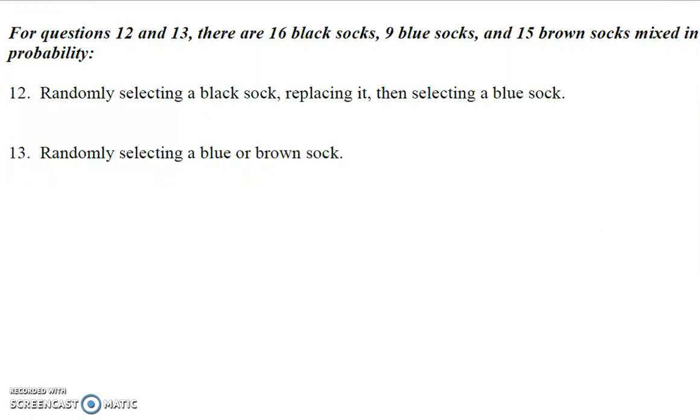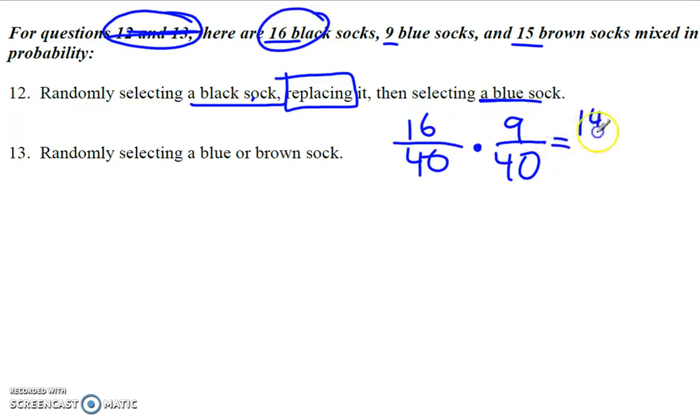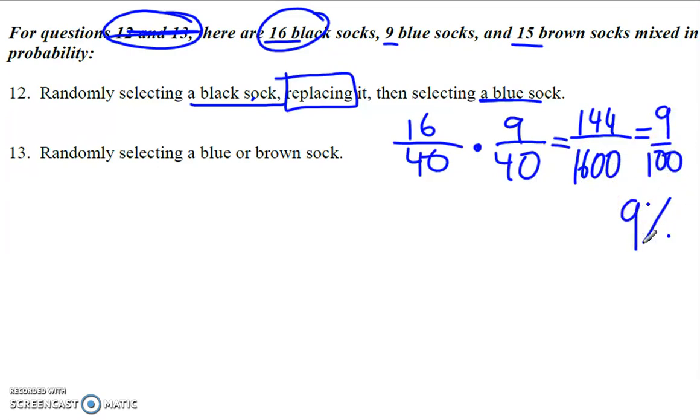Alright, so make sure you're not counting the question numbers. Alright, we have 16, 9, and 15. That adds up to 40. That's the total, and then we have a black sock keyword replacing it here. So the second time we still have 40. And then a blue sock. Black sock, there are 16. And blue socks, there are 9. That gives us, after we've simplified, 144 over 1600. Simplify that down to 9 over 100, or exactly 9%.